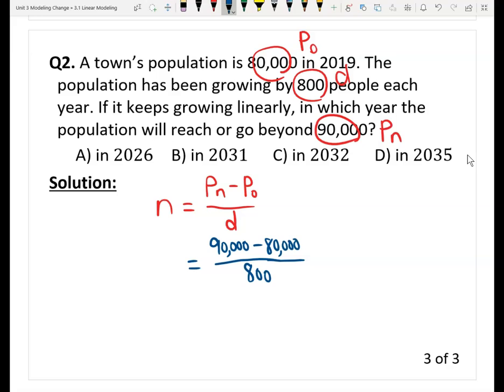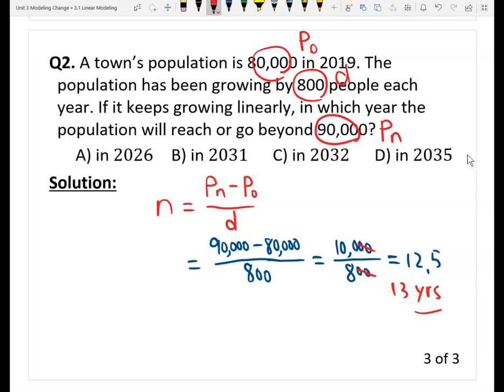And now we do the calculation. We get a 10,000 rise over 800 increase each year. This is easy to calculate, right? Divided by 100, divided by 100. Therefore, we have 100 divided by 8. 100 divided by 8 is 12.5, right? So 12.5 years. And therefore, always round up. So we have 13 years.